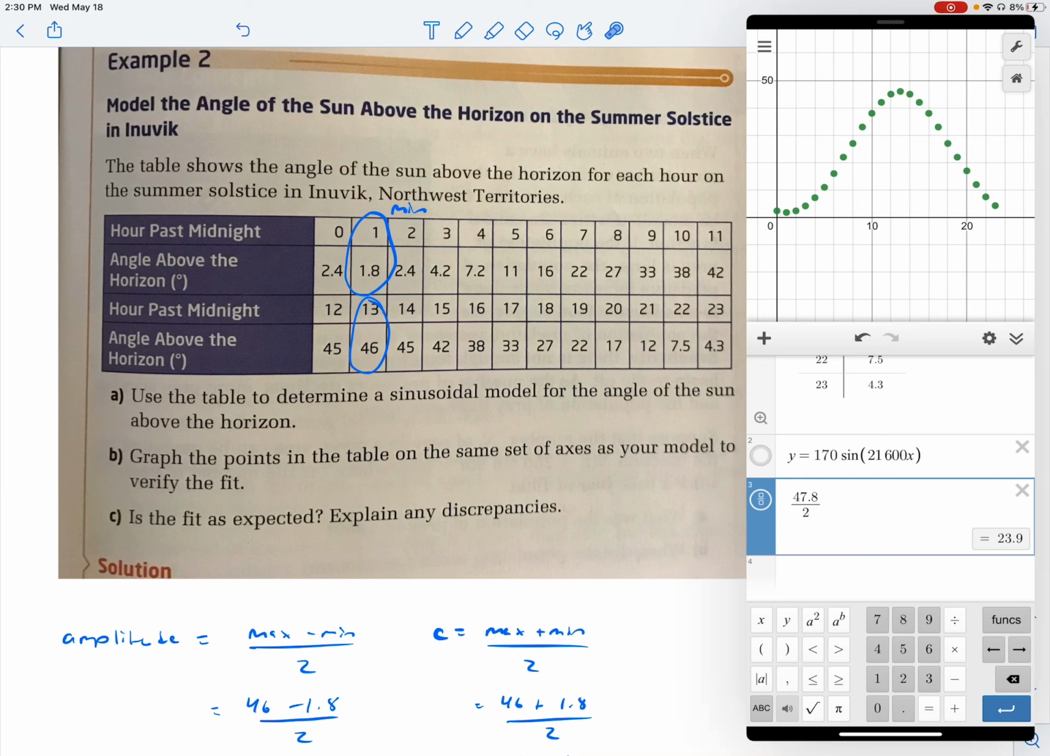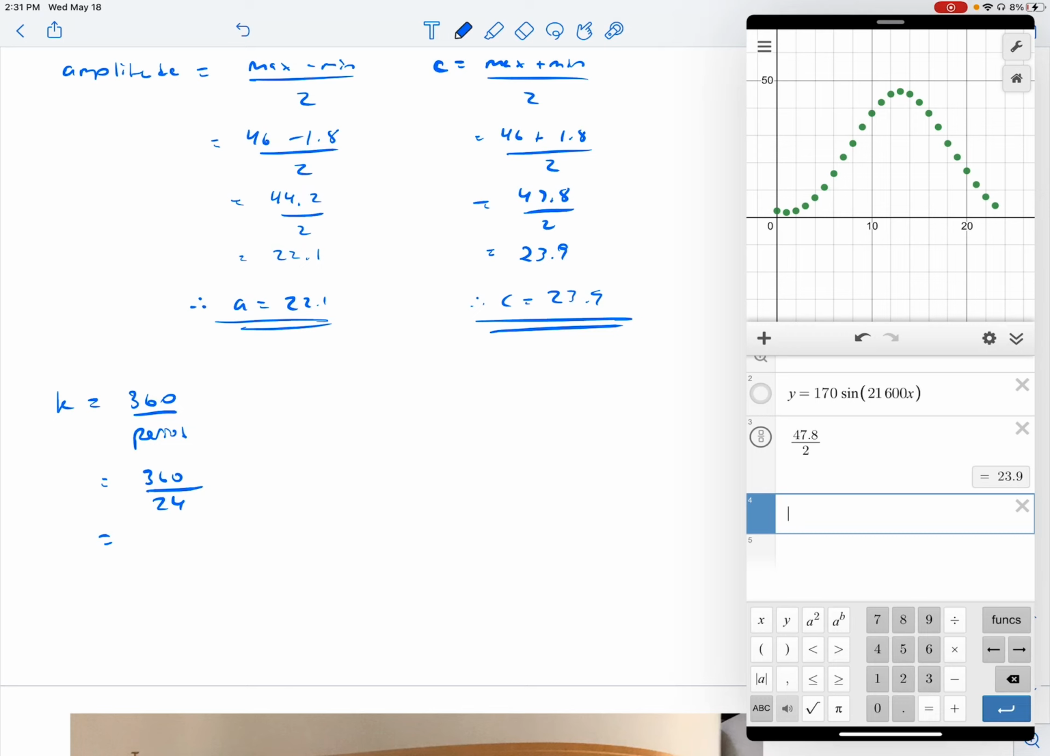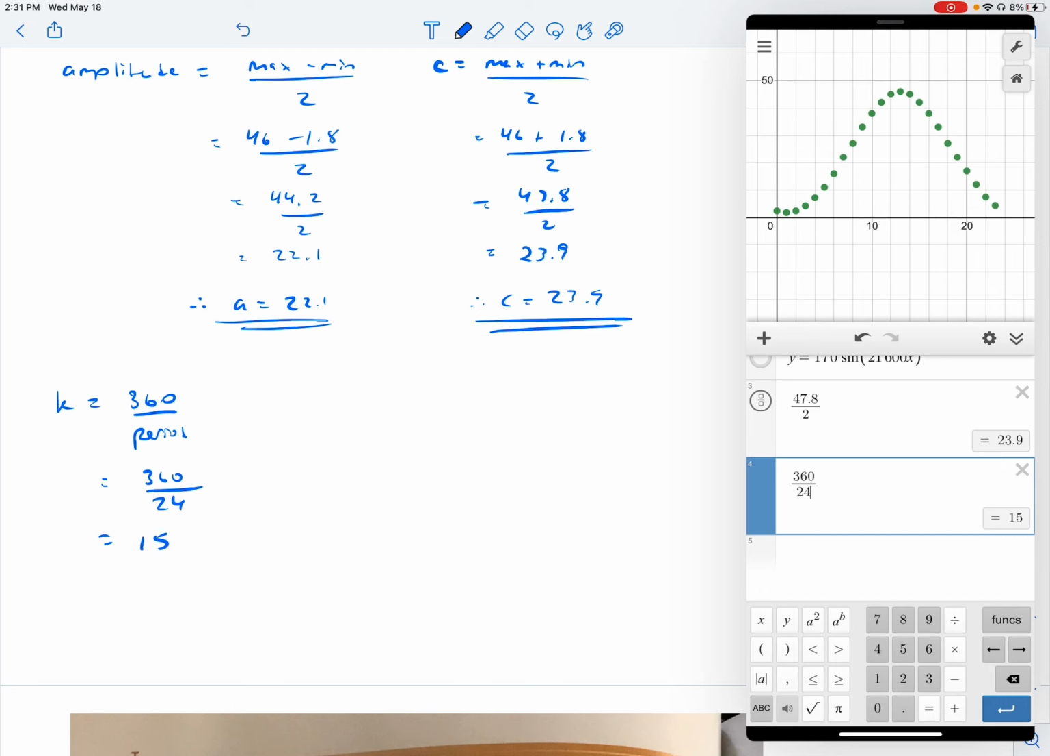We can tell also from looking at the table, at 0 we're at 2.4, almost a minimum. And then at 23, we're almost back at a minimum again. So you imagine that if there was one more hour, we would probably be back at this value here. So definitely 24 hours for one full cycle. So 360 divided by 24 should give us 15. Yeah, we got 15.